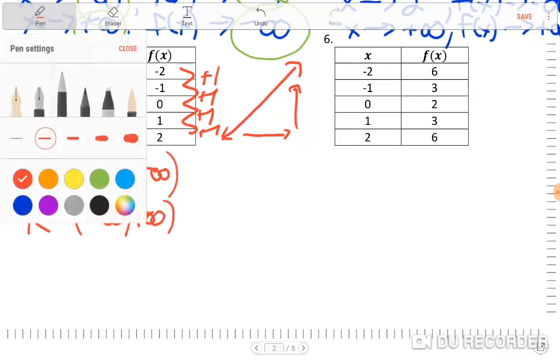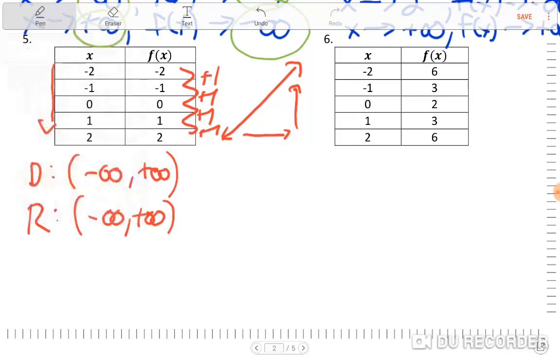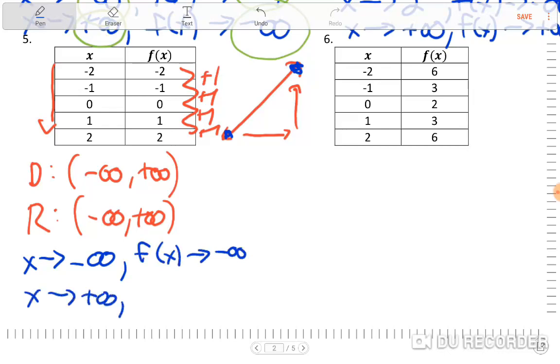And then the end behavior, if you look at the arrows, it's going to be that as x gets smaller, y is also getting smaller. As you go left, you're going down, and as you go to the right, you're also going up.